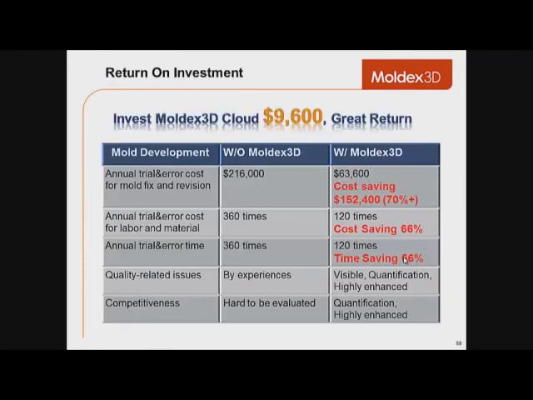Now here's another example. On the left side of the chart, we can see the annual cost for mold fix and revision. With Moldex 3D, that cost can be reduced by 70% or more. For label and material, the cost savings is 66%, and for annual trial and error time, that is also reduced by 66%.